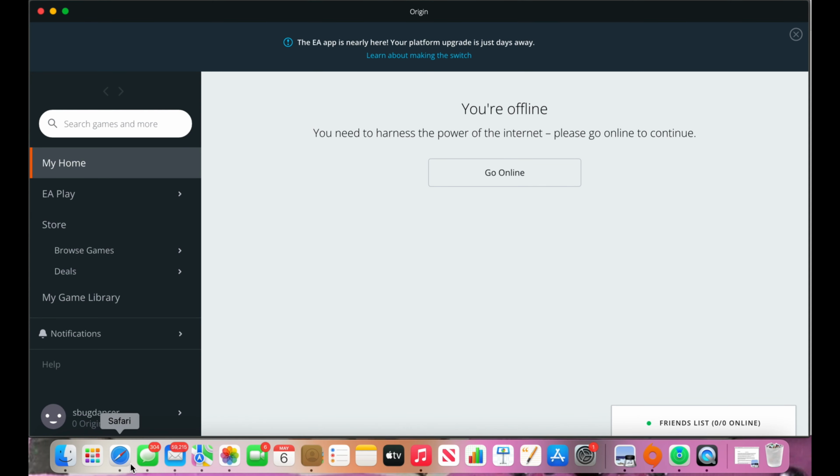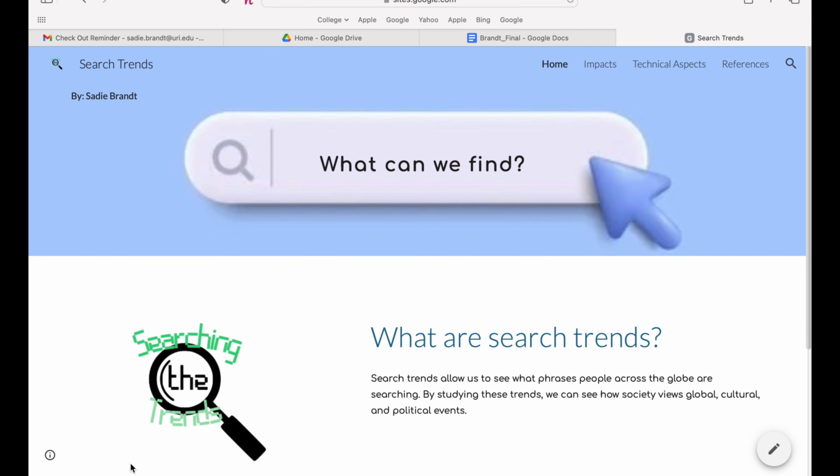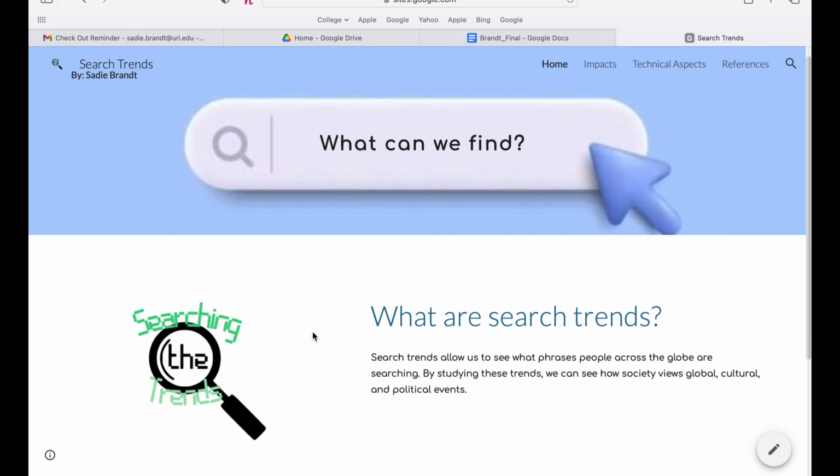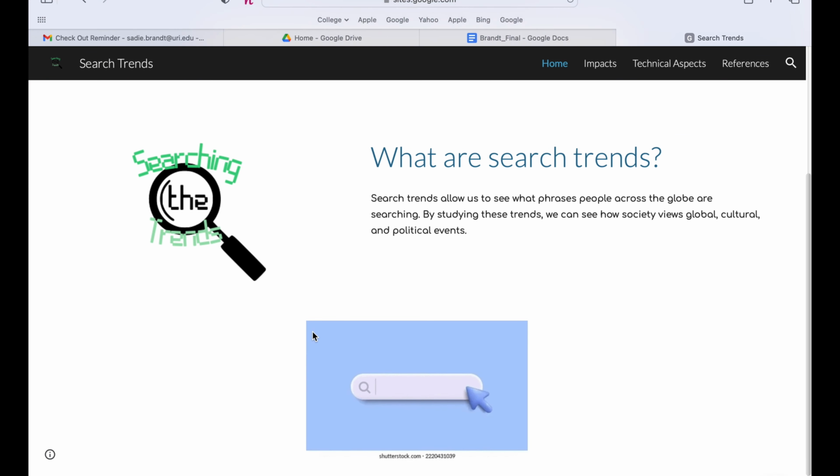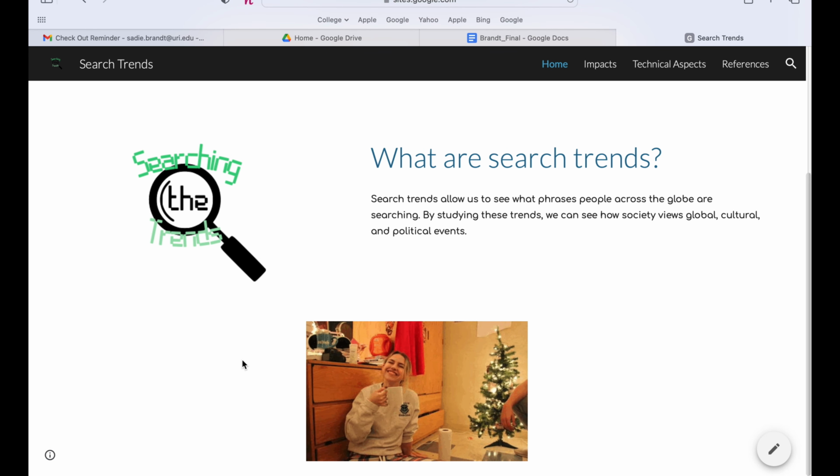Hi everyone, today we are going to be talking about search trends and Google Sites. So starting off, we have my website on Google Sites. This is it. I coded this, well, I didn't code it. That's the difference between Google Sites and HTML or CSS.